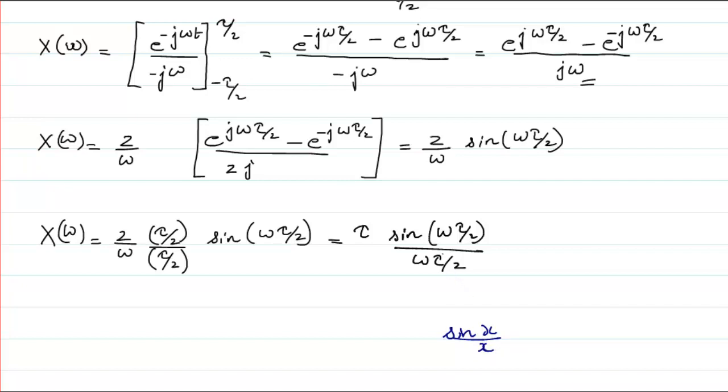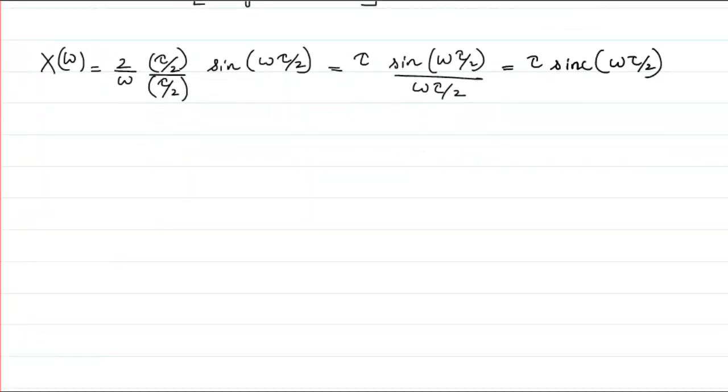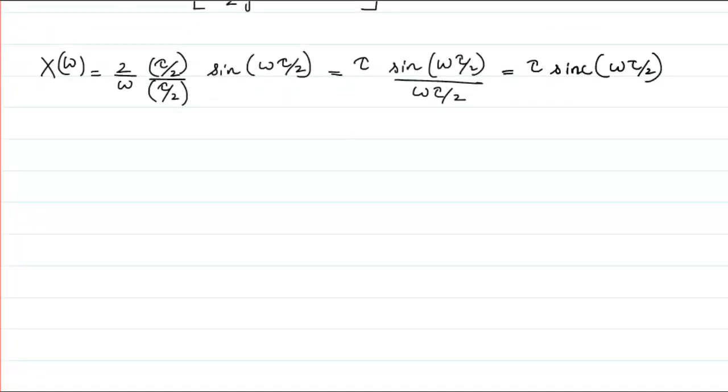So here we have sine x, this can be taken as x, and this is also x, so this has now come in the form of sine x by x. That is why I wanted to introduce a tau by 2 in the denominator here. So once I have done that, I can write this as tau sinc function of omega tau by 2. And the sinc function, we have already studied what it is. Therefore, finally, I will write it.